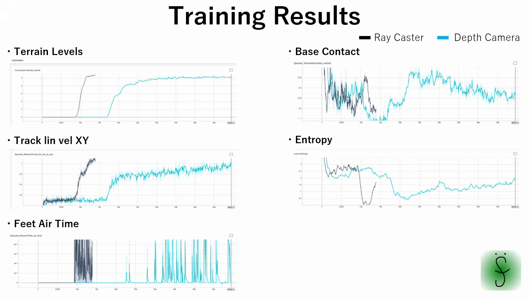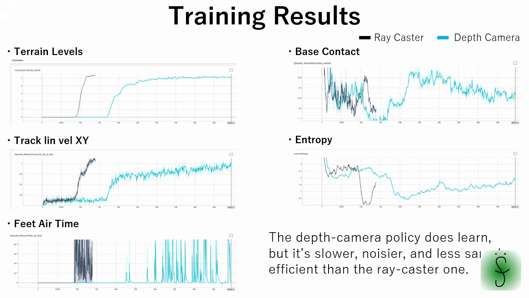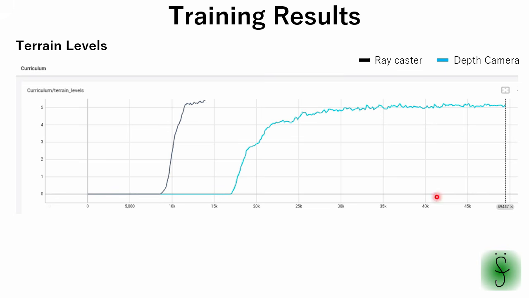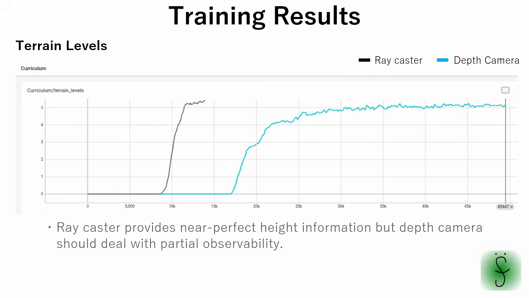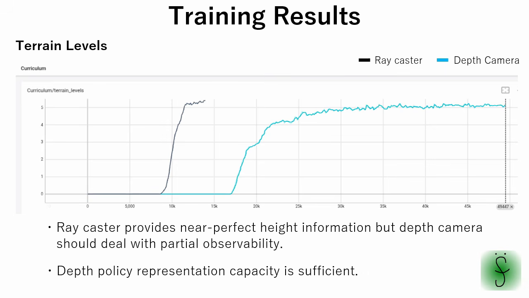Here, the black line represents Raycaster and the blue line represents depth camera. Overall, what we can say is that the depth camera policy does learn, but it's slower, noisier, and less sample efficient than the Raycaster one. The curriculum terrain level graph shows that with the Raycaster, curriculum progression is faster than with depth camera. This is probably because Raycaster provides near-perfect height information but depth camera should deal with partial observability. But the depth policy does eventually reach the same terrain level, which means that representation capacity is sufficient.